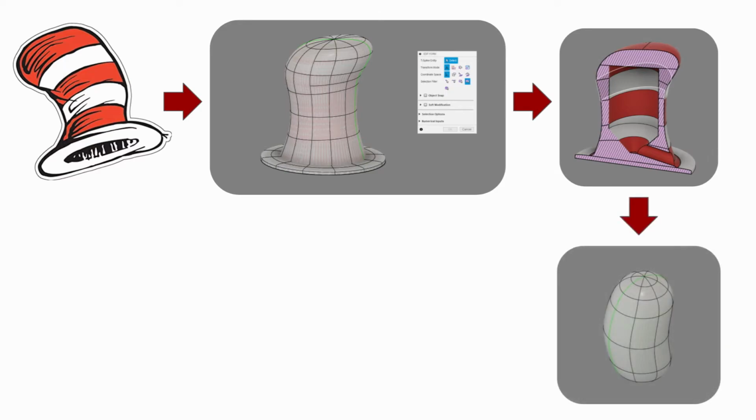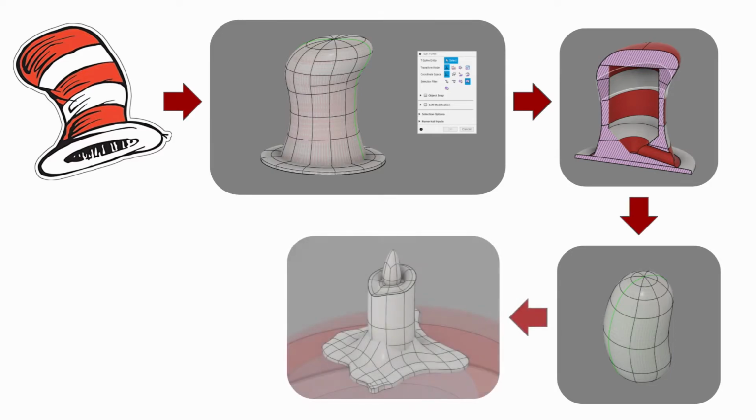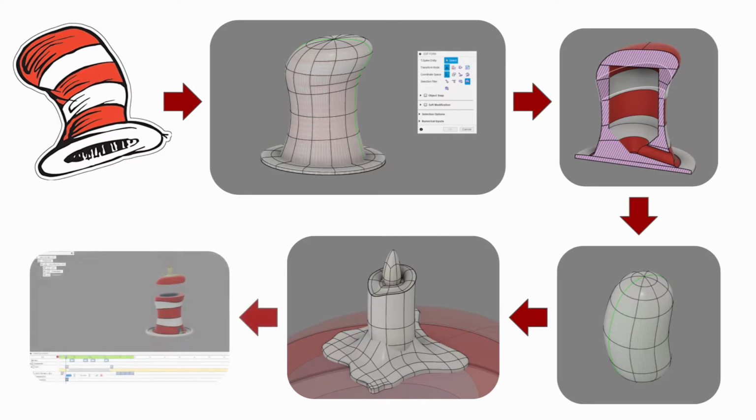I then decided to add a few other parts to finish off the model. I created some jelly beans and positioned those within the dish section of the hat. Finally, I modeled out a lit candle to signify Dr. Seuss's birthday. I made the jelly beans and candle separate from the main hat model. With that, all that was left was to render and animate the finished model.